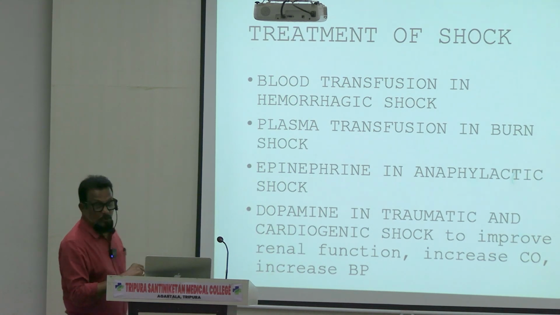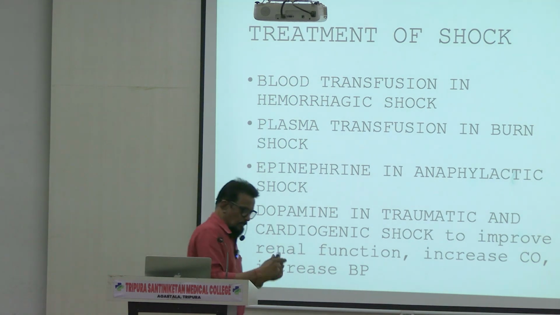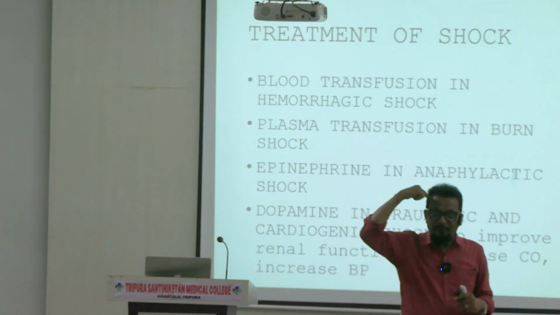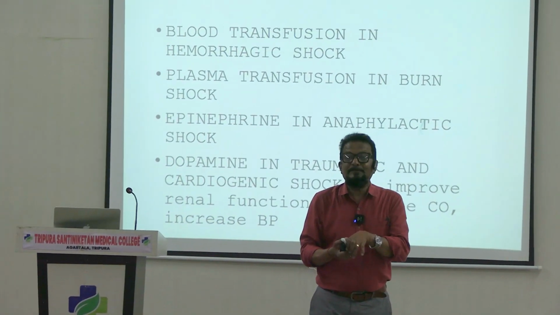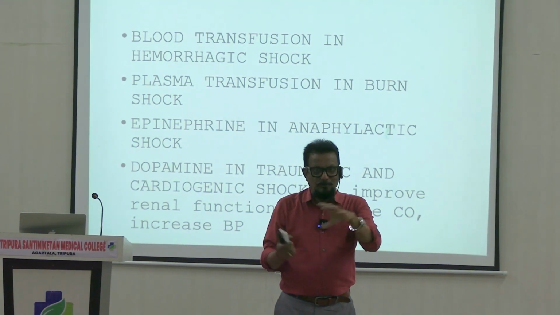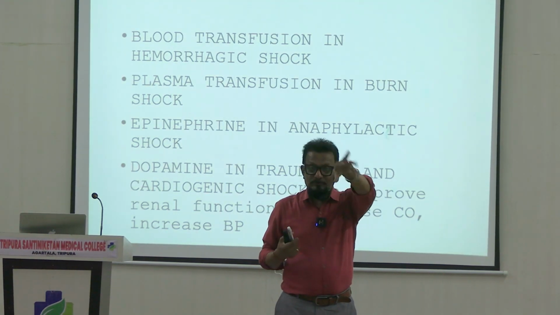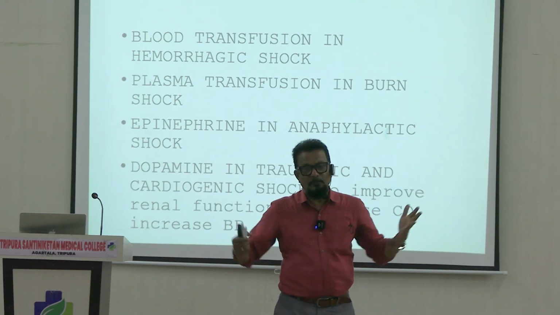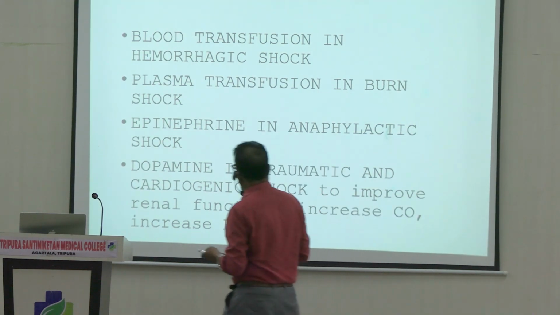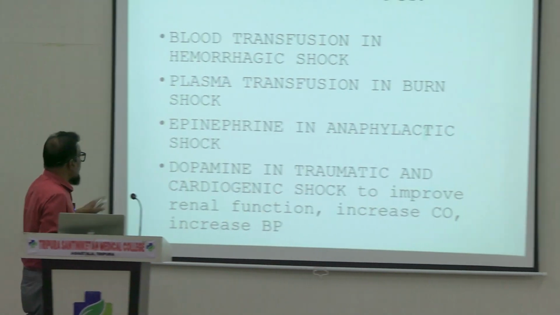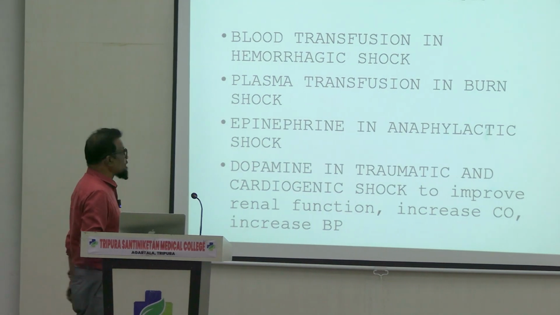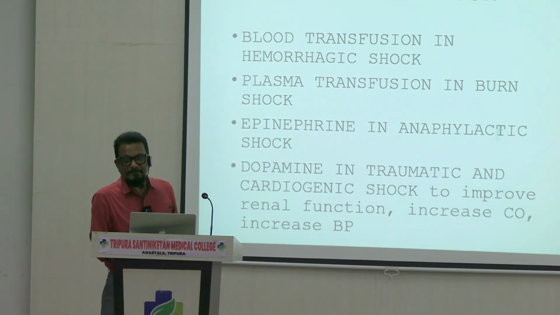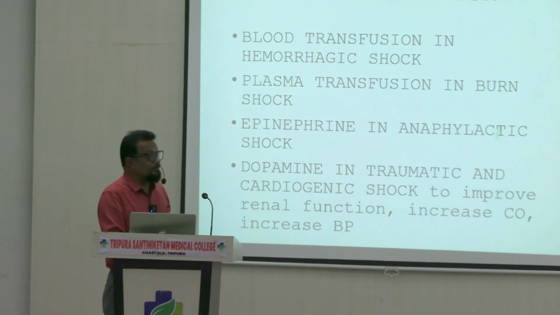Epinephrine in anaphylactic shock. In anaphylactic shock there is massive vasodilation, so if adrenaline is given, it will cause vasoconstriction. So inflammation will be reduced, and the extra fluid that has gone outside will re-enter the vessel, so blood volume will be attained again. Dopamine in traumatic and cardiogenic shock. These are the treatments, but physiological treatment is not available for shock.